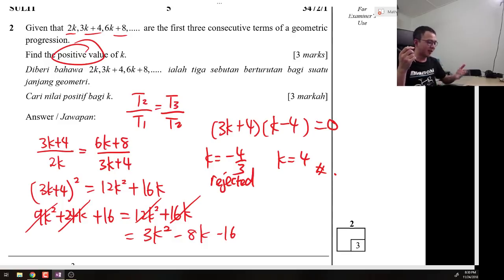Yeah, because they say k must be positive, right? So I cannot accept any negative value here. Not necessarily right, rejected. Normally I will state it is rejected, or any words with the same idea. Rejected. Right.